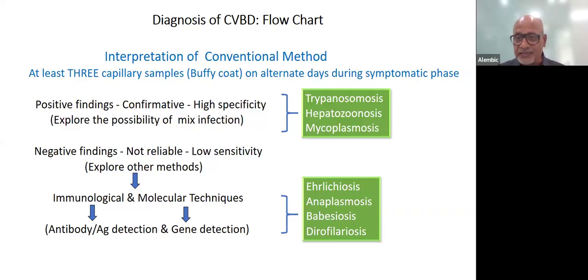Mind it well, it is the active phase of infection I am talking about, not the subclinical cases. And then you collect peripheral blood samples, prepare a buffy coat smear, and in addition to that, if available, a lymph node smear or lymph node aspirate smear. Stain it properly, and if 3-4 samples during the active phase are negative, you can rule out hepatozoonosis, trypanosomosis, and mycoplasmosis.